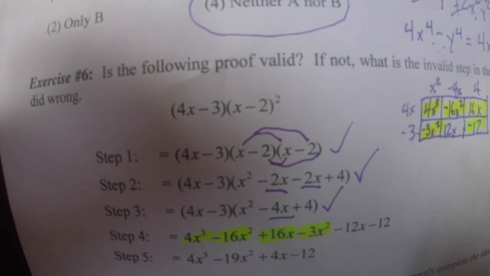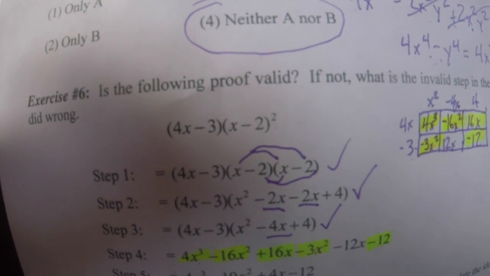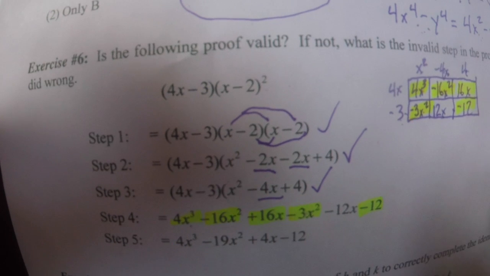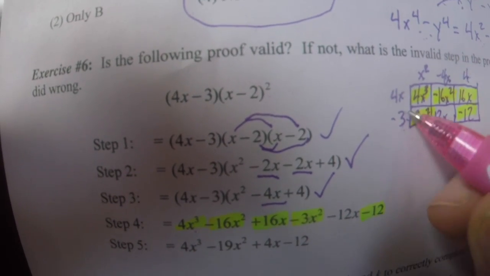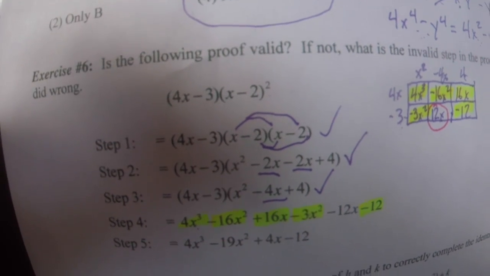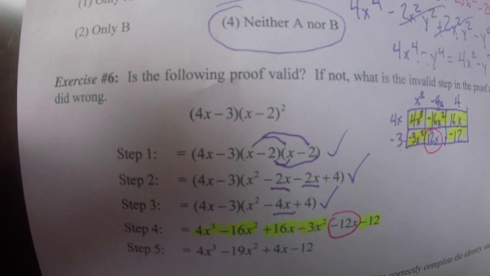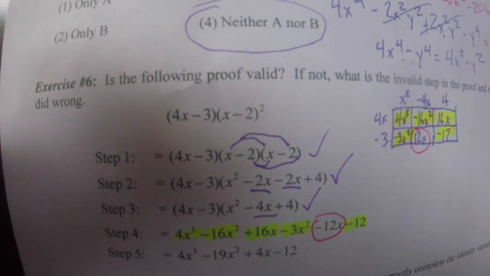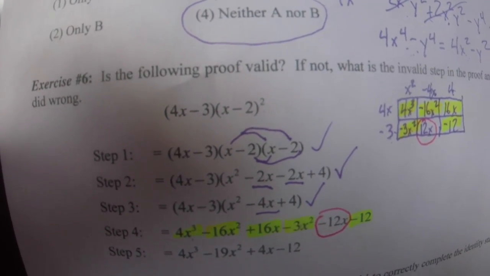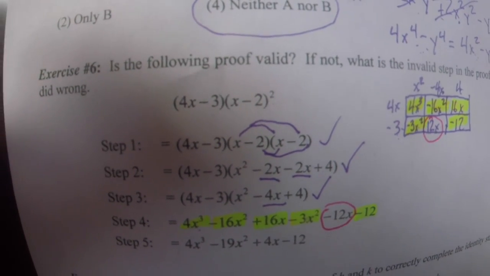They got a negative 12. We got a negative 12, but uh-oh. I see an issue. When we multiply negative 4x times negative 3, we got positive 12x. This student got negative 12x. So, is the following proof valid? Well, I don't really think so, but we have to explain why.